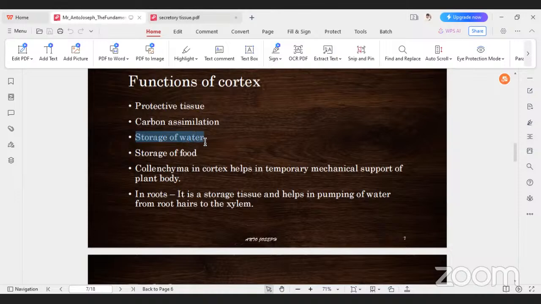Also, in xerophytes the cortex stores water, and it also functions as food storage and helps in temporary mechanical support to the plant body. As a storage tissue, it helps in pumping water from root hair to the xylem. Just now we discussed guttation. It is also involved in guttation.